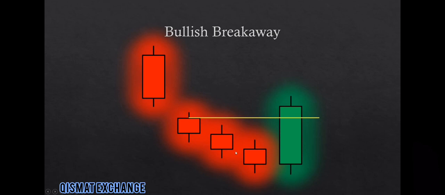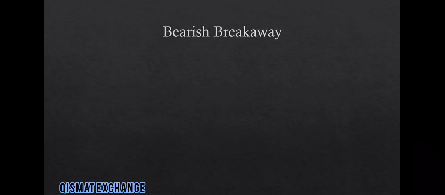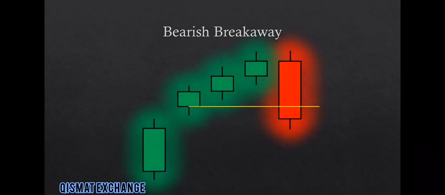The logical interpretation here is that selling pressure is exhausted in the three middle candles of the pattern and buying pressure begins to appear in the fifth candle. The bullish breakaway appears when price is going down in order to signal a reversal to the upside. The next pattern is the bearish breakaway, which is the mirror image of the bullish breakaway. So it's a bearish reversal pattern formed by 4 bullish candles and 1 bearish candle.